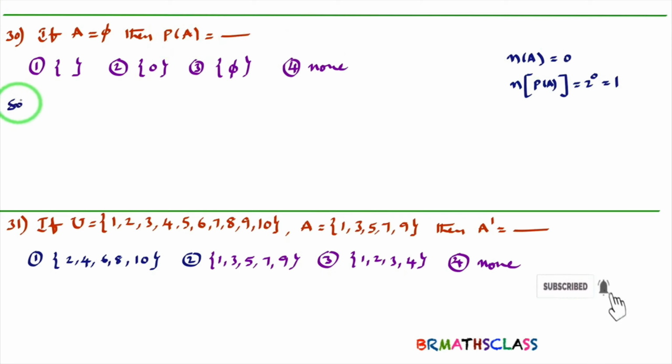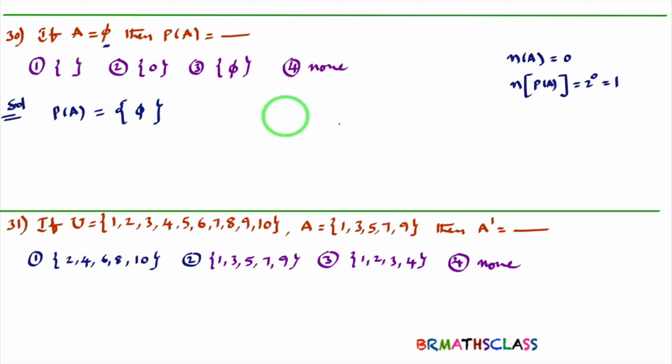What is P of A actually? Please try to understand, P of A is the set of all subsets of A. We know that empty set is subset of every set. So you observe here, this is the only subset we are getting for set A, and we know that P of A contains only 1 element.